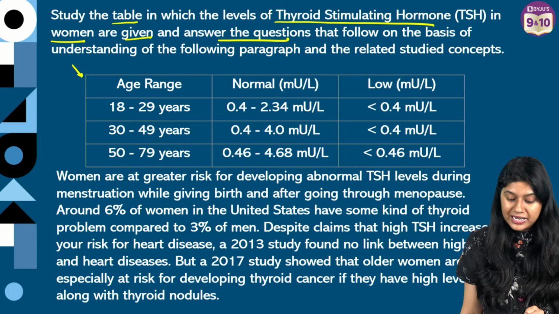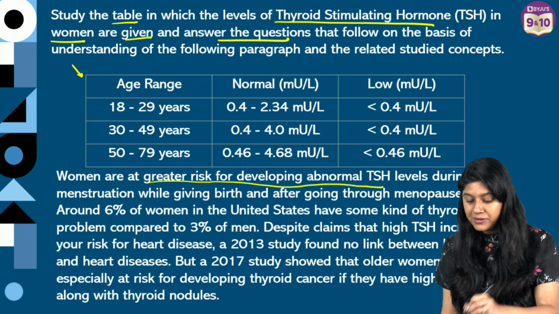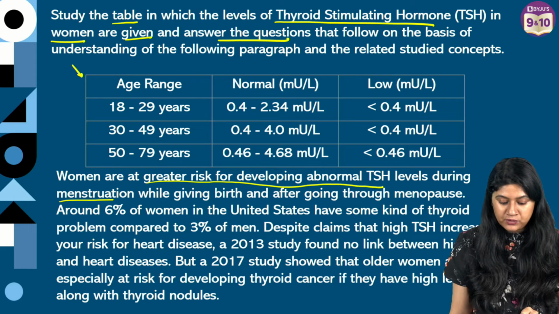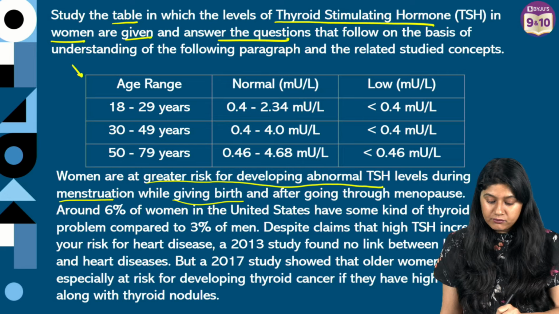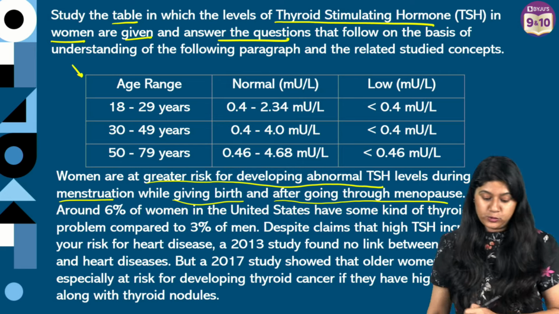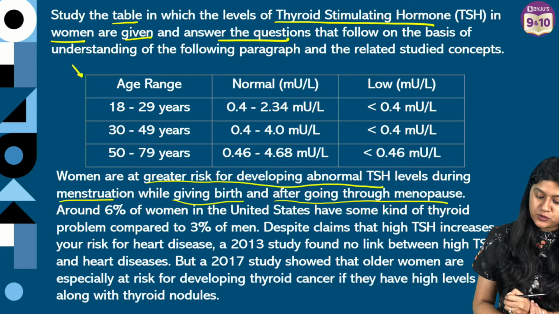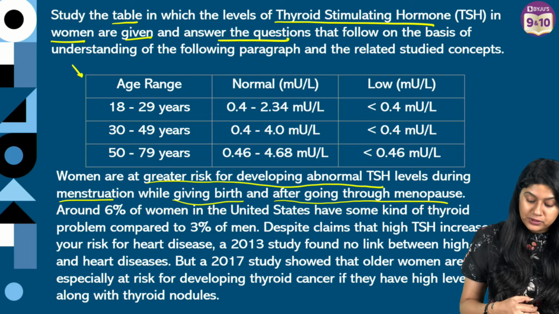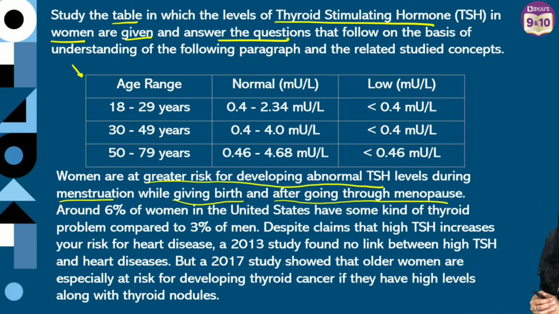Women are at a greater risk of developing an abnormal TSH level during menstruation, while giving birth, and after going through menopause. Around 6% of the women in the United States have some kind of thyroid problem, compared to 3% of the men.